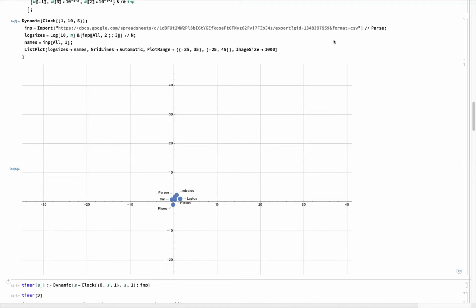So I challenge you to find something bigger or smaller than a person, significantly. Okay, so here we go.